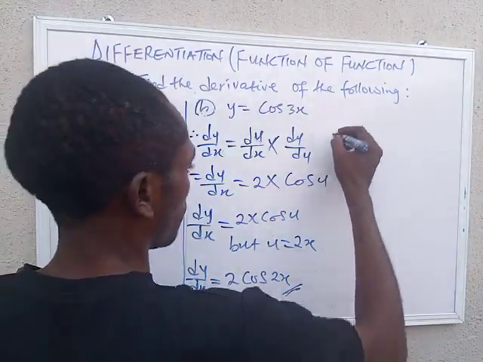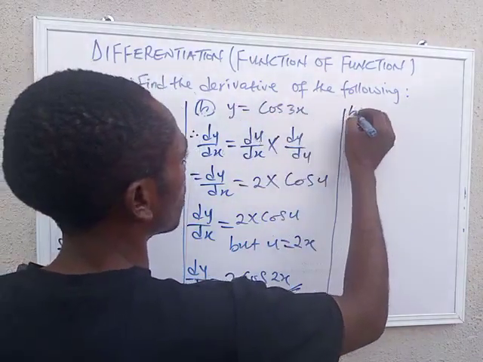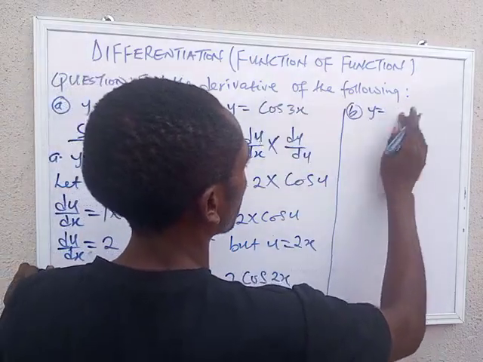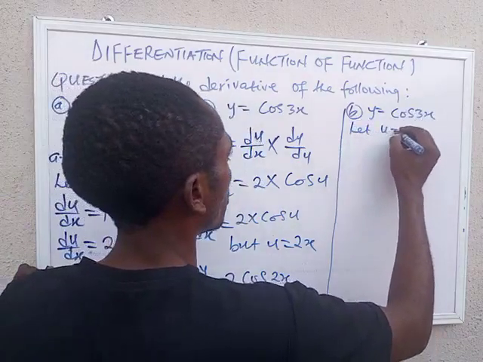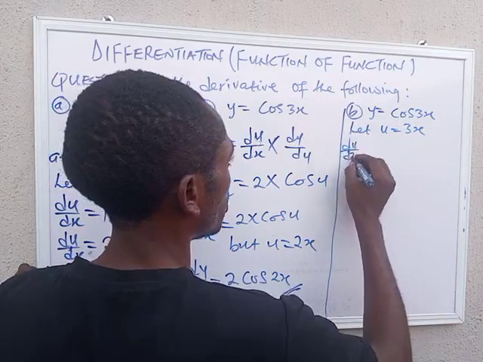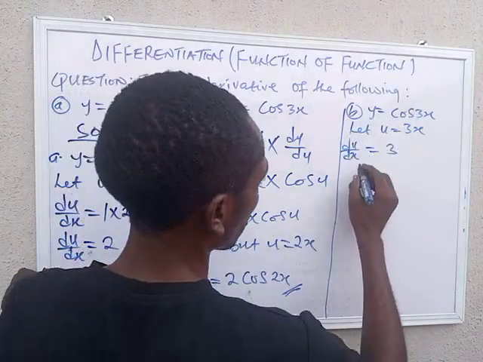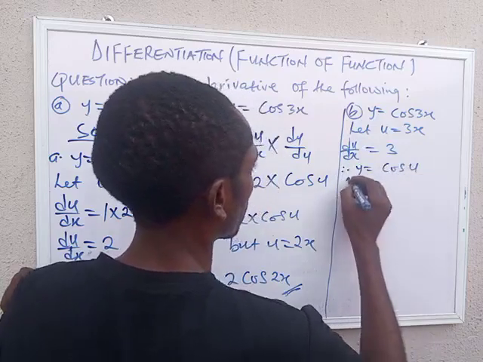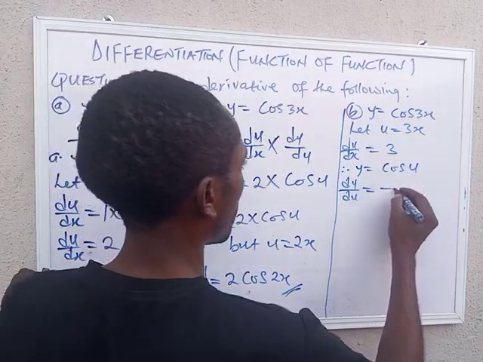Now, let's look at our second question, B. y is equal to cos 3x. So the same thing, let u equal 3x. So we're going to have du dx is the same thing as 3. That's the way we did this one. So we're now going to have, therefore, y equal to cos u. So dy du is going to be the derivative of cos u. Differentiation of cos is minus sine.